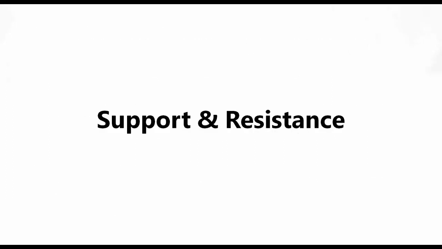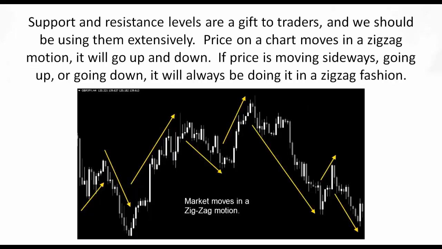Support and resistance. Support and resistance levels are really a gift to traders, and we should be using them extensively. Price on a chart moves in a zigzag motion, and it'll go up and it'll go down. And if price is moving sideways, going up or going down, it'll always be doing it in a zigzag fashion. So no matter how the market is moving, it is going to be up and down, up and down, up and down. Even if it's moving quite strongly in one direction, it's still going to make these little zigzag movements along the way.